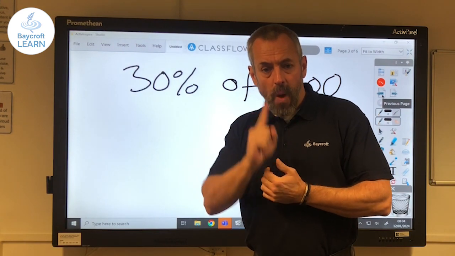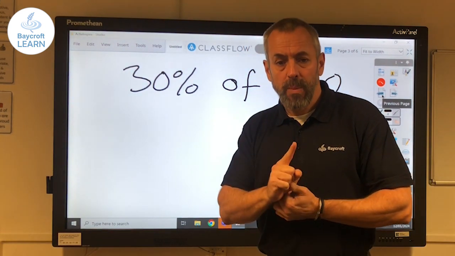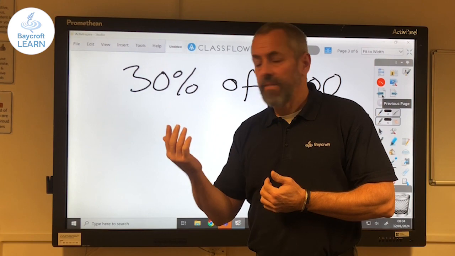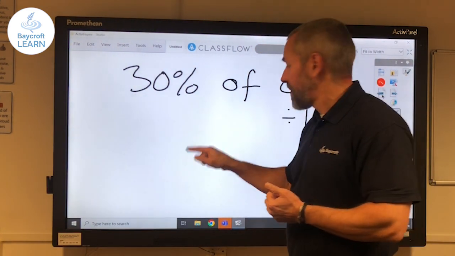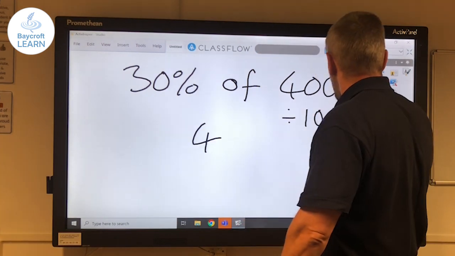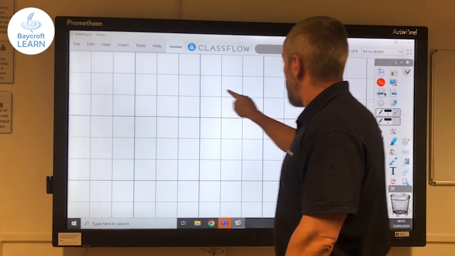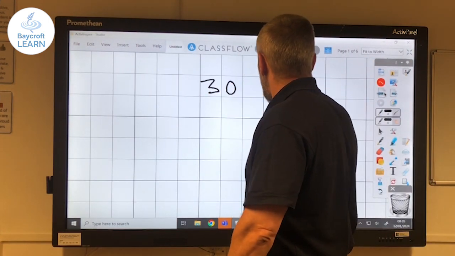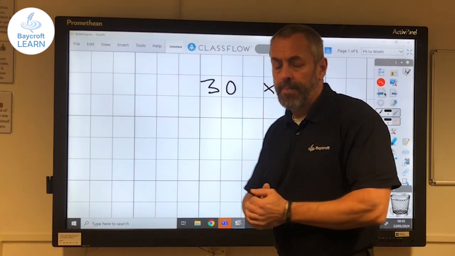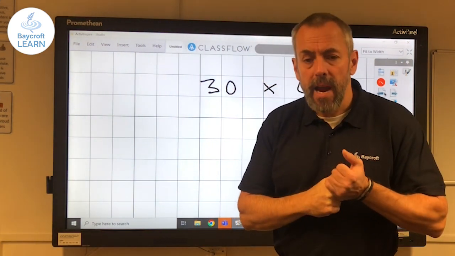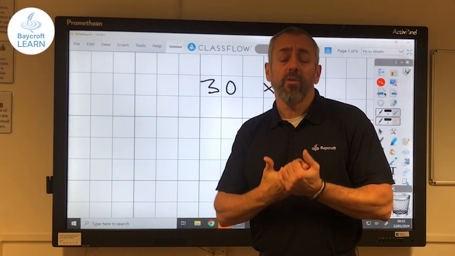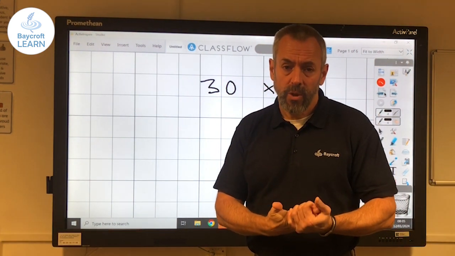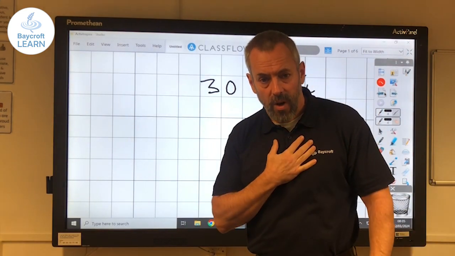Remember, once we've found 1%, we then multiply by the percentage that we need to find. So we want to find 30%. We know at the moment that 1% is 4. So our sum becomes 30 times 4. Now this is the bit that the parents and carers who haven't been at school as recently as you lot probably won't know, because we've got a very different method for doing multiplication to what we used to have, certainly when I was at school.